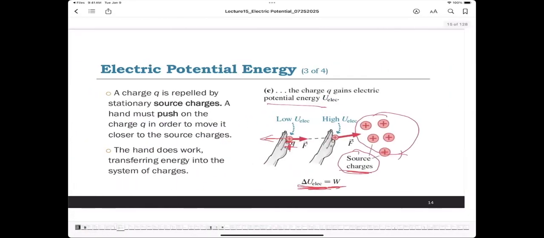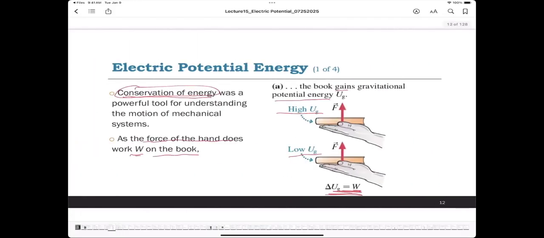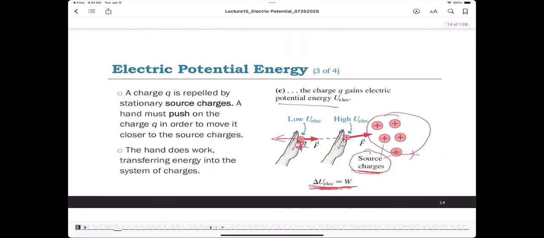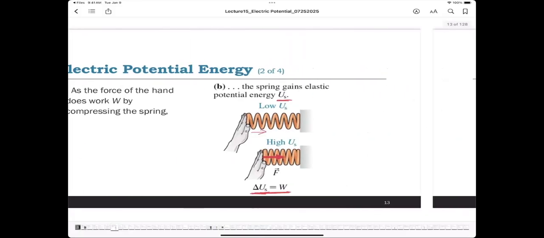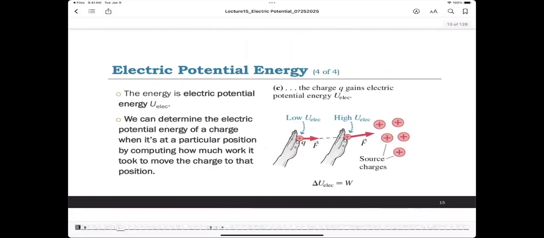It's similar to the spring, similar to the book. It's just that the force is different. This force is electric force, not the spring force, not the gravity force. The energy is electric potential energy. We represent the electric potential energy using this symbol. And we can determine the electric potential energy of a charge at a particular position by computing how much work it took to move the charge to that position.